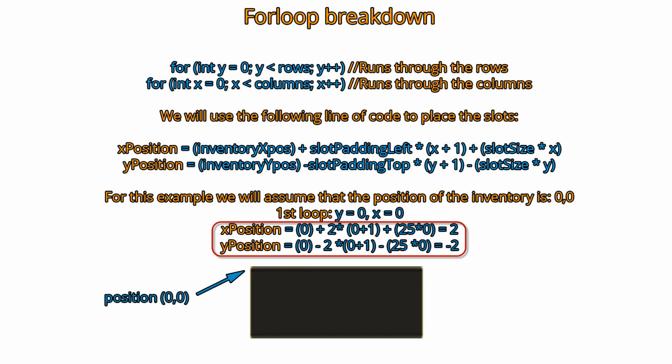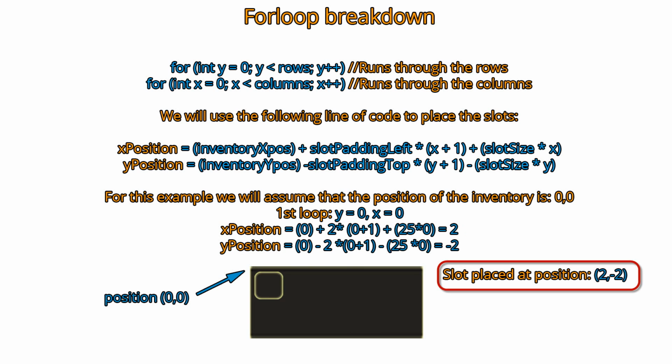The Y position is calculated by taking again the position of the inventory, minus 2 multiplied by 0 plus 1, which is Y plus 1, minus 25 multiplied by 0, which is 0 because Y is still 0, and that equals minus 2. When we run through our first for loop, the position of the first slot is going to be 2, -2, because the X position is 2 and the Y position is -2.